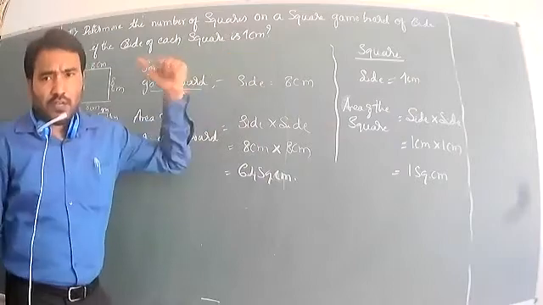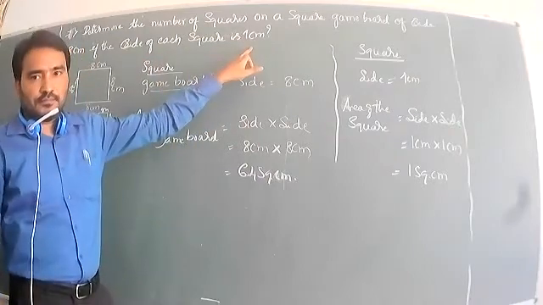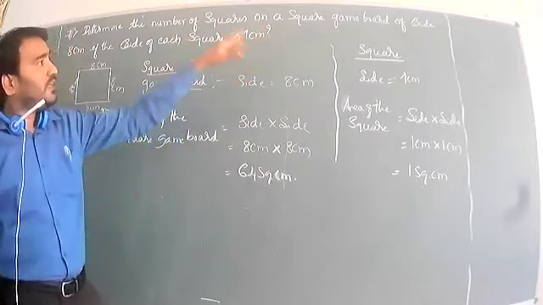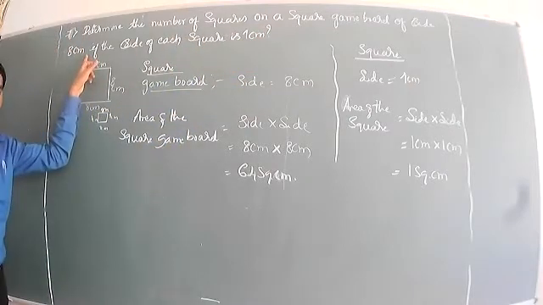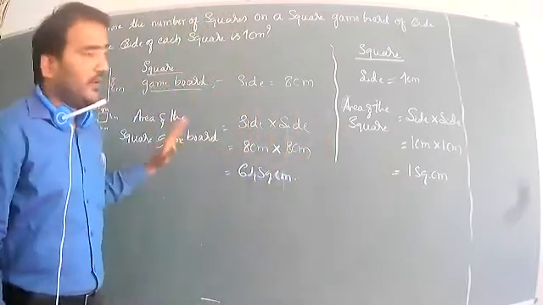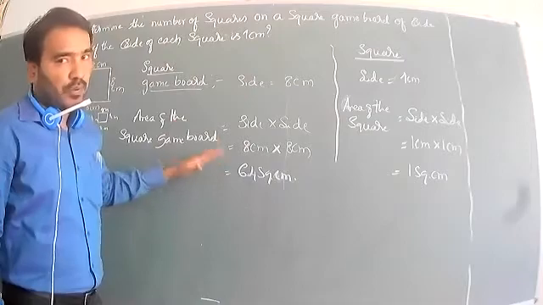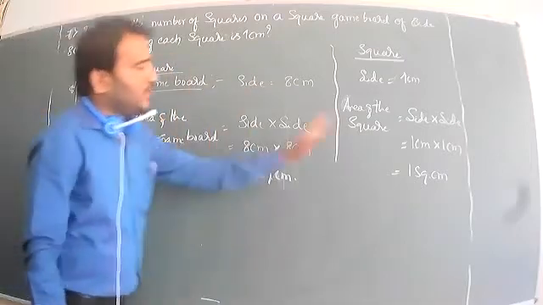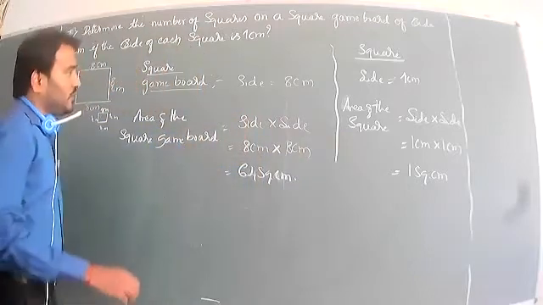Square length is there. So next, what is the length of the side of the game board? The side of the game board is 8 centimeter, already given. So now using these given values, the required answer, we find the answer. So what do we do? We divide both the numbers.